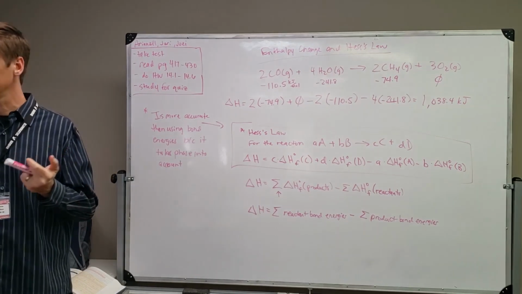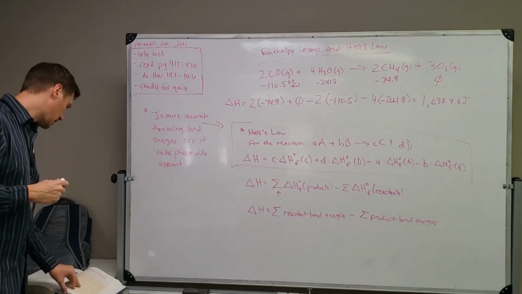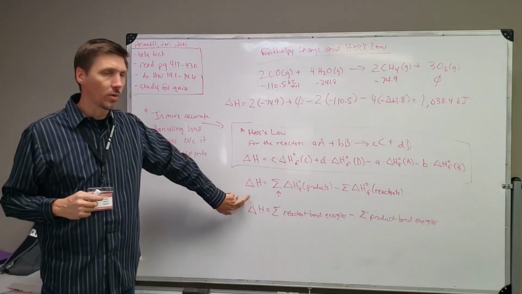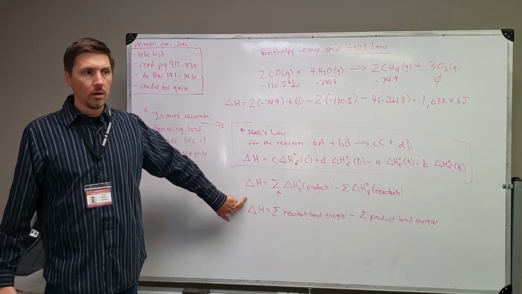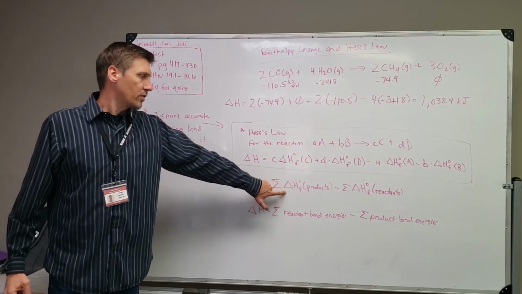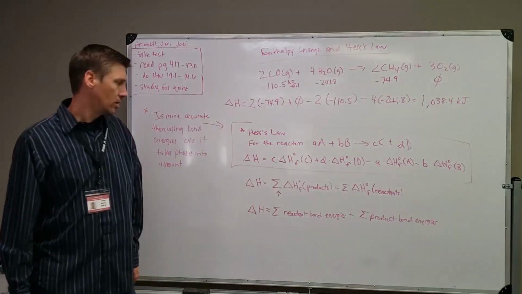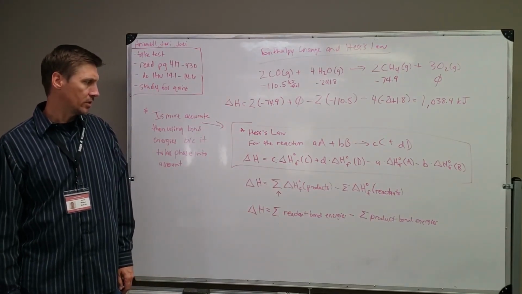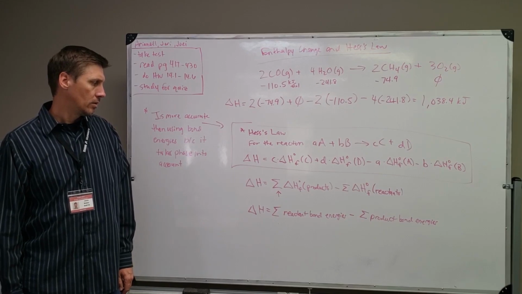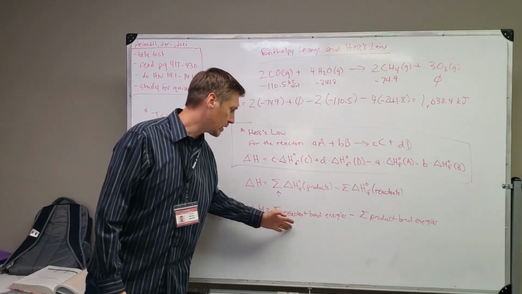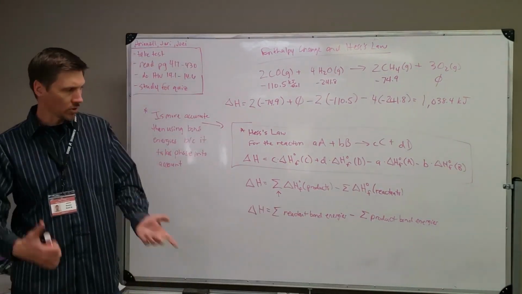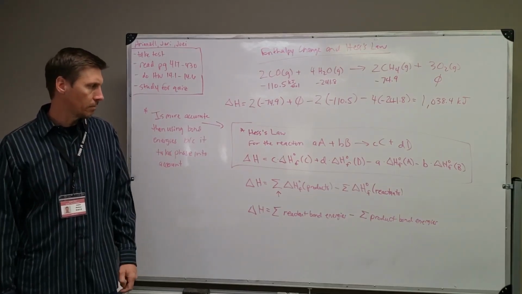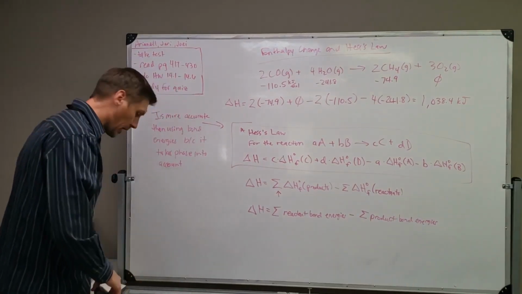Is that simple enough? See how easy it is to plug those in? This is, like I said, where kids mess up. They forget to put the products first and subtract the reactants when you're using the standard enthalpy of formation. Or they do that here, right? You do the reactants first when you're using bond energies and subtract out the product bond energies. Okay.